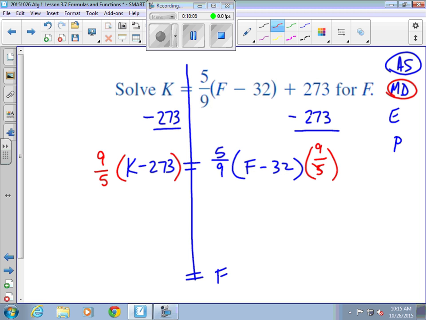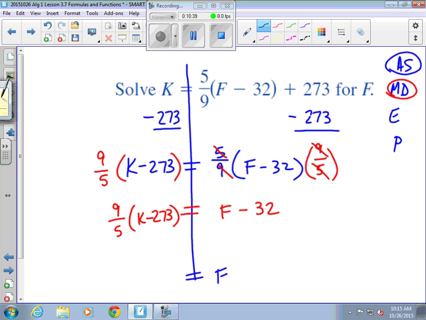So this cancels out this, and this cancels out this. And on the right, now you have f minus 32. So we got rid of the parentheses finally. So f minus 32 is equal to 9 over 5 times k minus 273. And then we're going to undo one more thing. We're going to undo minus 32.